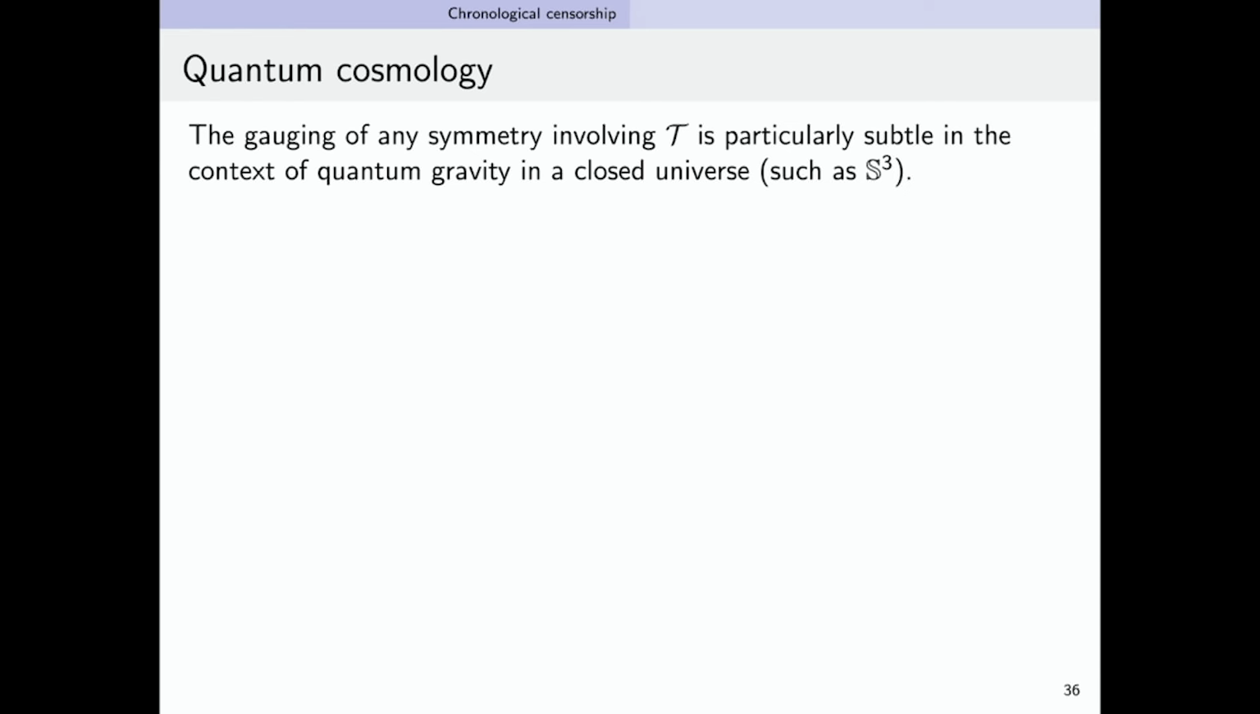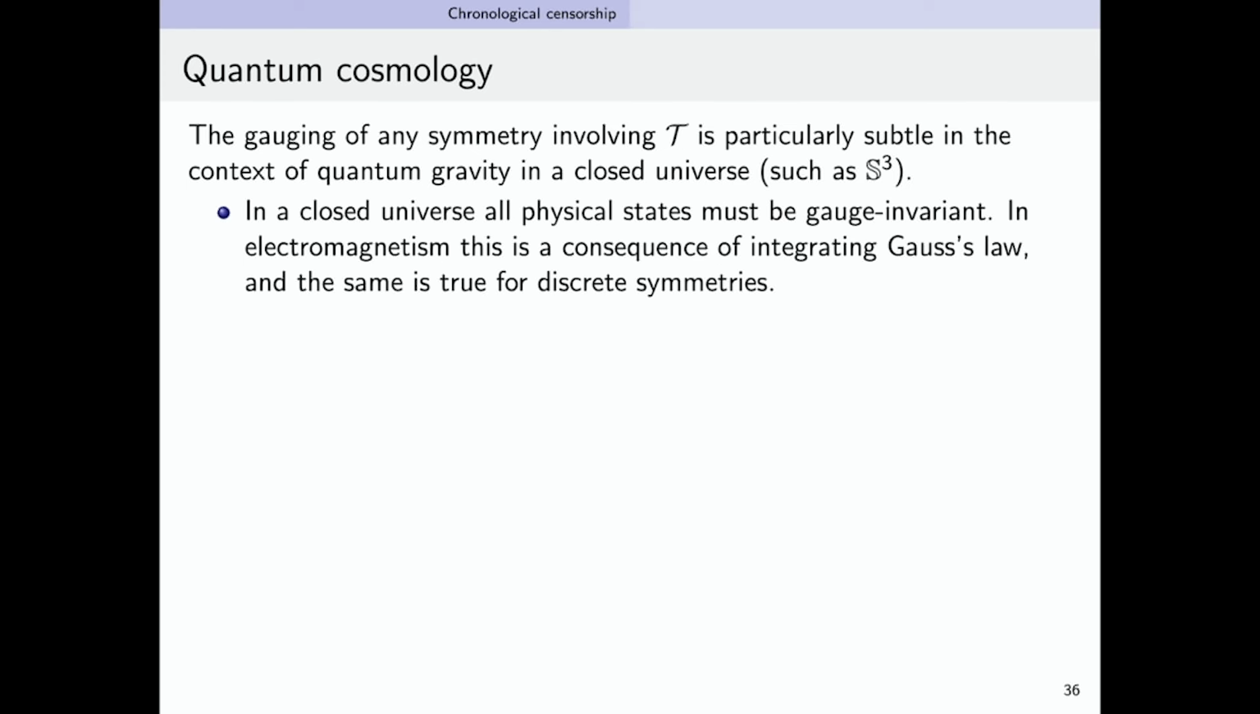The only other comment I wanted to make, and then I'll really be done, is in the context of quantum cosmology. If you gauge a symmetry involving T, because it's antilinear, as Dan just reminded us, it has a funny consequence for the Hilbert space of the theory. In a closed universe, all the physical states have to be gauge invariant. That's familiar from Gauss's law in electromagnetism. The same is true for discrete symmetries.